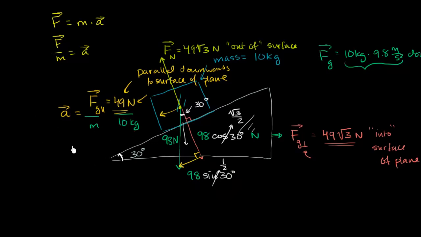So then you get your acceleration. Your acceleration is going to be 4.9 meters per second squared, parallel downwards to the surface of the plane.